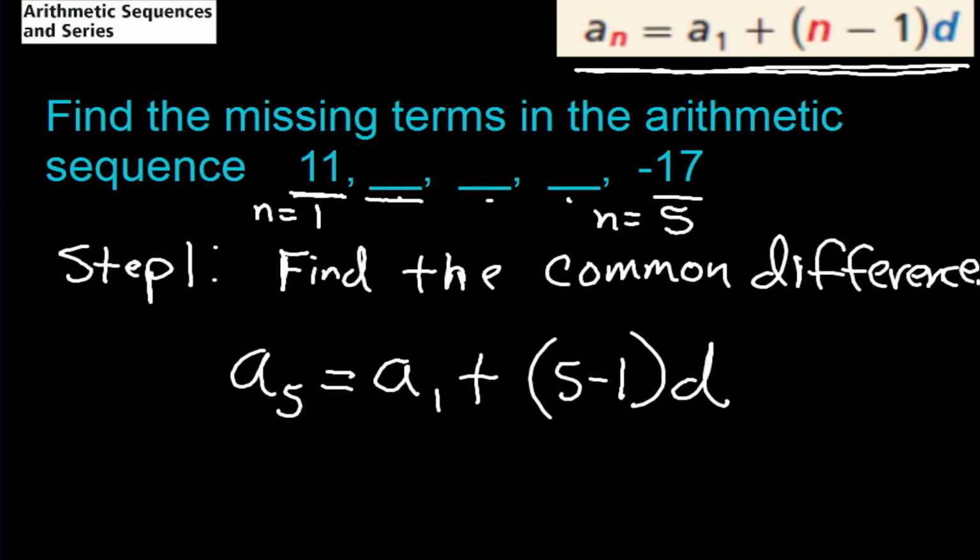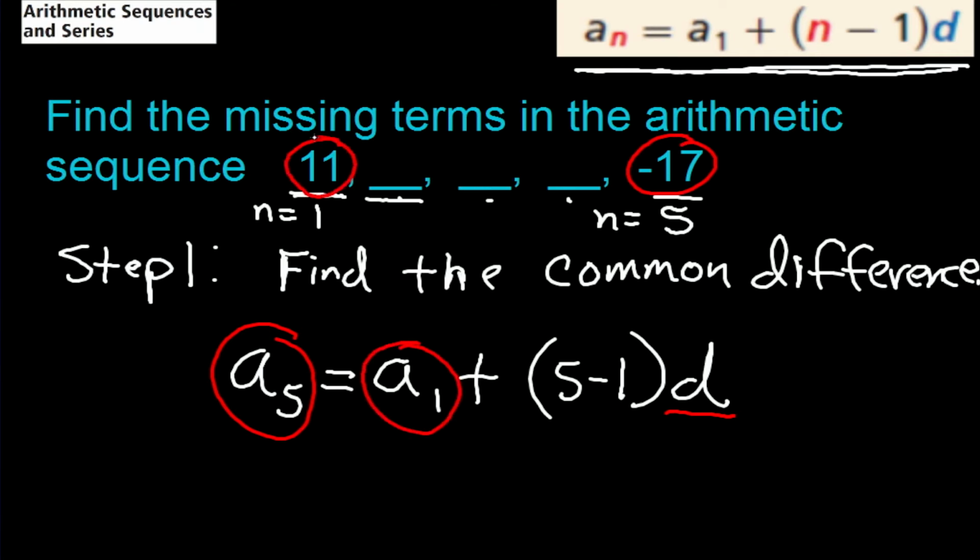Now, the only way I know how to solve an equation is if I only have one variable, one thing that I don't know. That's why I set it up and use this equation, because when I do substitution, there's only going to be one thing that I don't know, which is the common difference. I know what a sub 5 is because it's given to me, and I know what a sub 1 is because it's given to me. So now it's a matter of substitution. For a sub 5, I'm going to put negative 17, is equal to my a sub 1, which is 11, plus 5 minus 1. And then I still have to use the d because the common difference I don't know. That's what I'm trying to find.